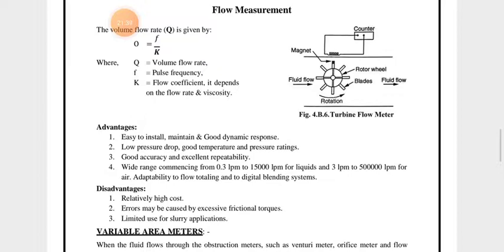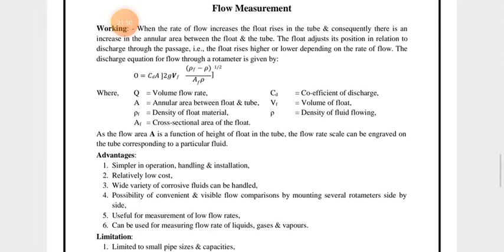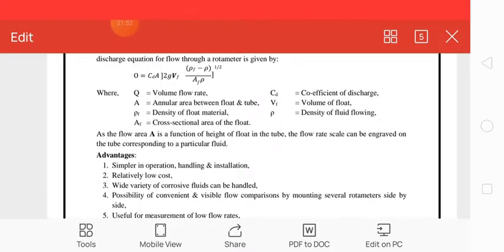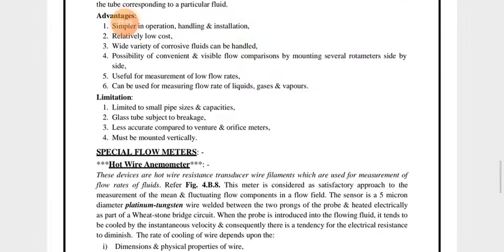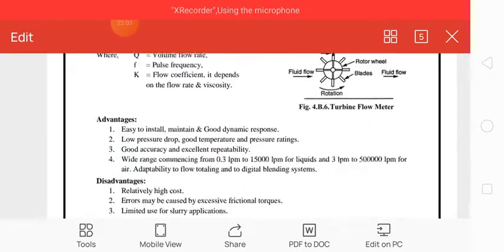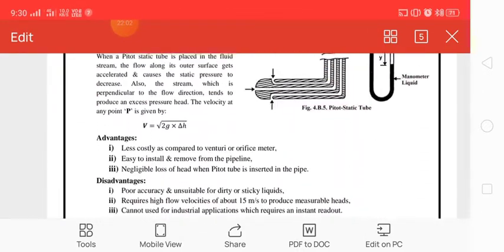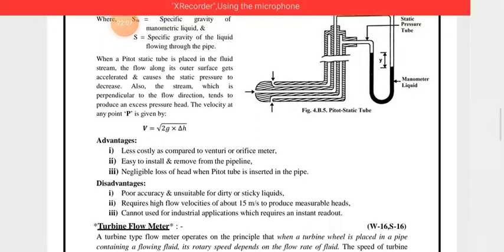In the next lecture we will study the variable area meter, that is the rotameter. Then the next variable flow meter is a special flow meter, the hot wire anemometer, which we will see in the next lecture. So today we will stop here. Whatever doubts we have, we will discuss in the Google Meet.